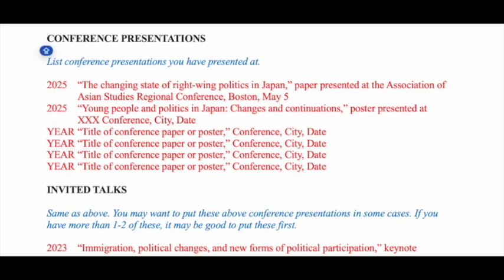But anyway, you do want to list some of the conferences and presentations that you have presented at and been involved with. Here, for example, we have the title of the conference paper that was presented. Then we said paper presented at the association for whatever conference, city, and the date, something like this. If you have a poster presentation, you can say something like poster presented at such-and-such conference, city, date. Just follow this template for your own entries.